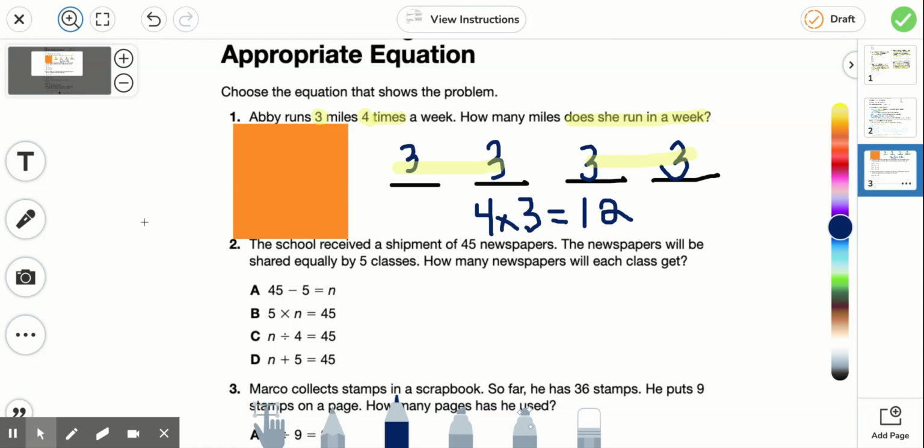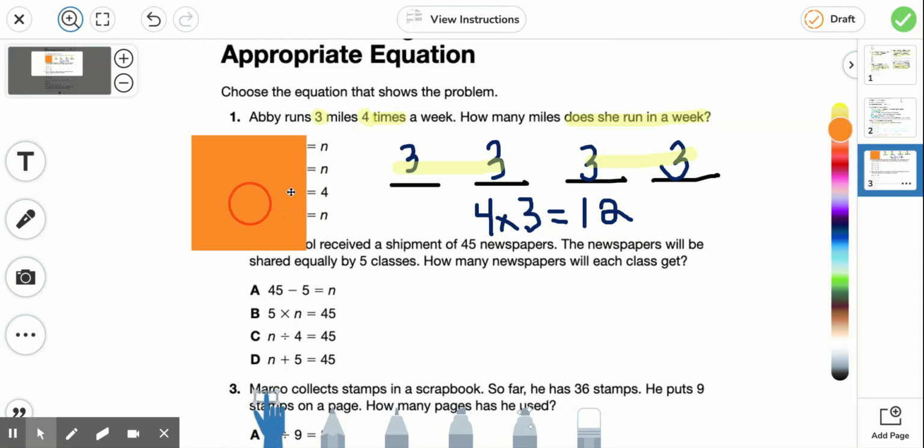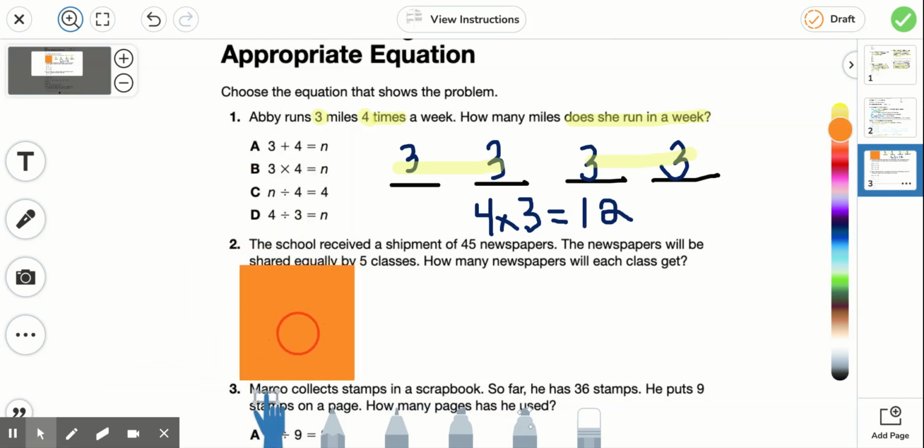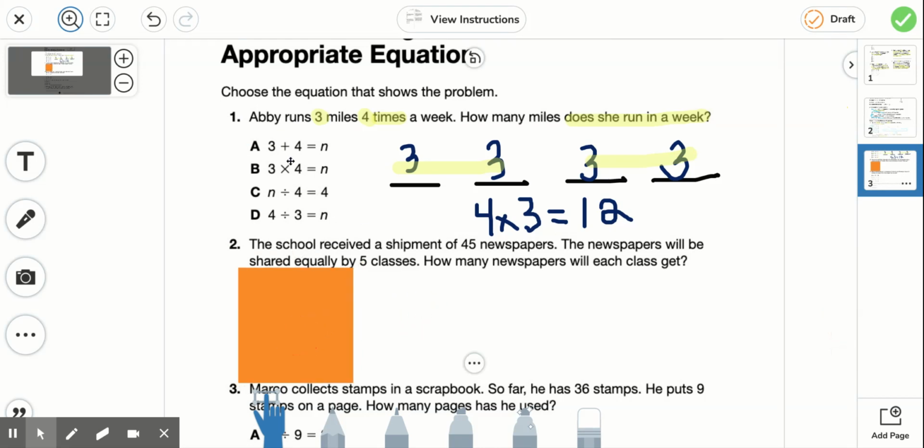So now I'm going to move my square down and think about my next problem so I don't forget to do that. Which one of these best matches what I did? That's really what I want to do. Which one best matches my work? 3 plus 4 is a number. 3 times 4 is a number. A number divided by 4 is 4. 4 divided by 3 is a number.